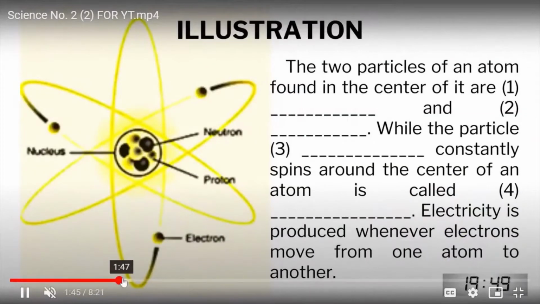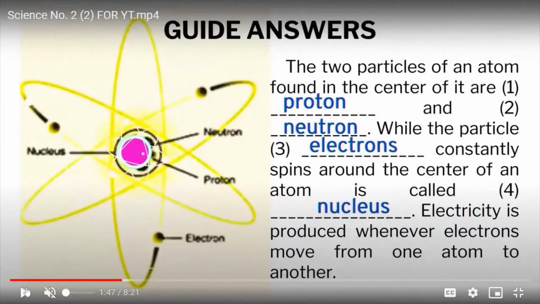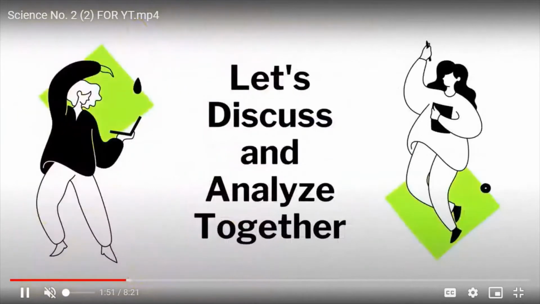So, let's continue. The particle, number 3, electrons, constantly spins around the center of an atom is called nucleus. Electricity is produced whenever electrons move from one atom to another. Did you get it right? Very nice. Let's discuss and analyze together.